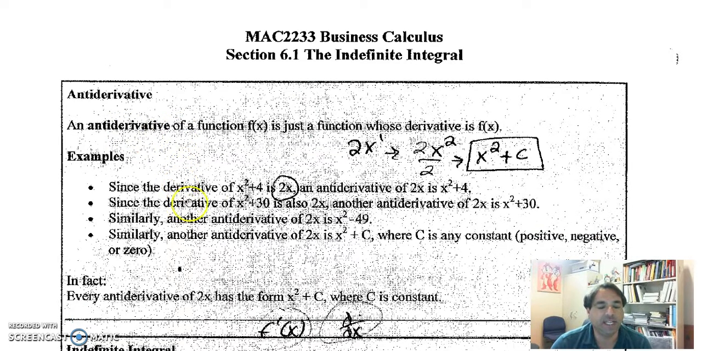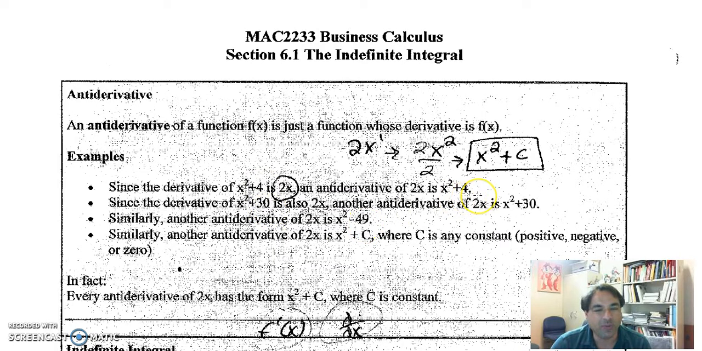So if I was going to say, what is the derivative of x squared plus 4? The derivative is 2x. So the antiderivative of 2x is x squared plus 4. But the problem is, if I take the derivative of x squared plus 30, that's also 2x. So another antiderivative of 2x is x squared plus 30. Same thing for x squared minus 49. The derivative is 2x. And so the idea is that if we took a derivative of any number, it's 0.